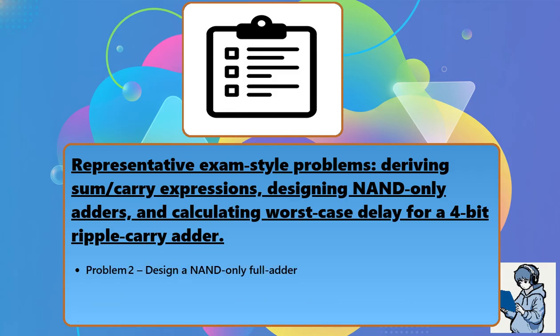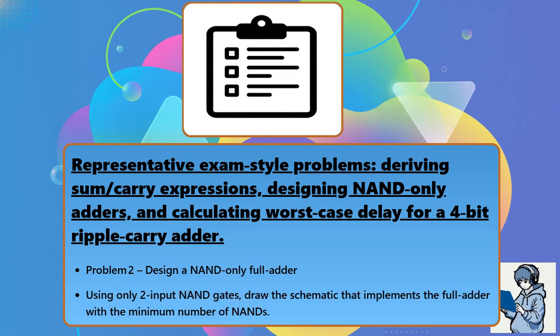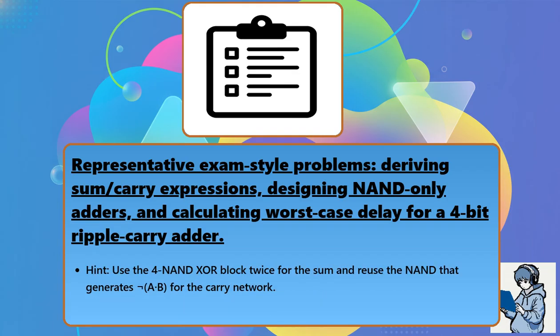Problem 2: design a NAND-only full adder. Using only 2-input NAND gates, draw the schematic that implements the full adder with the minimum number of NANDs. Hint: use the 4-NAND XOR block twice for the sum, and reuse the NAND that generates not (A and B) for the carry network. Answer sketch: gate count equals 8 NANDs.